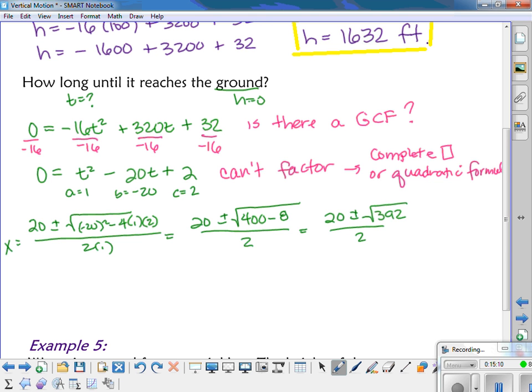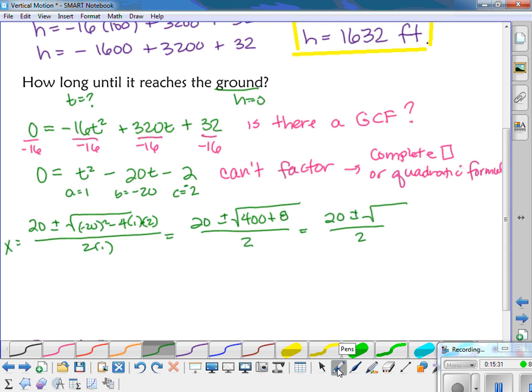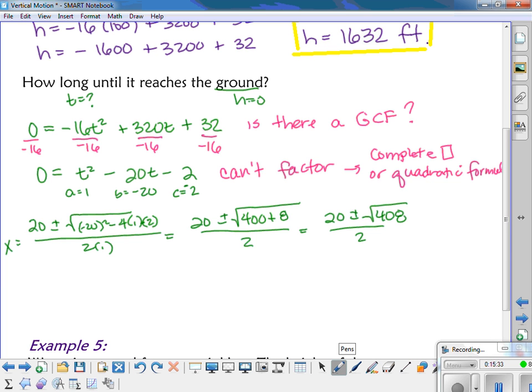Oops, wait a second. Mrs. Dodge made a mistake back here. That should have been a negative 2 because I divided by negative 16, which means C is negative 2, which means this is plus, and so it's not 392, it is in fact 408. Sorry about that, guys.